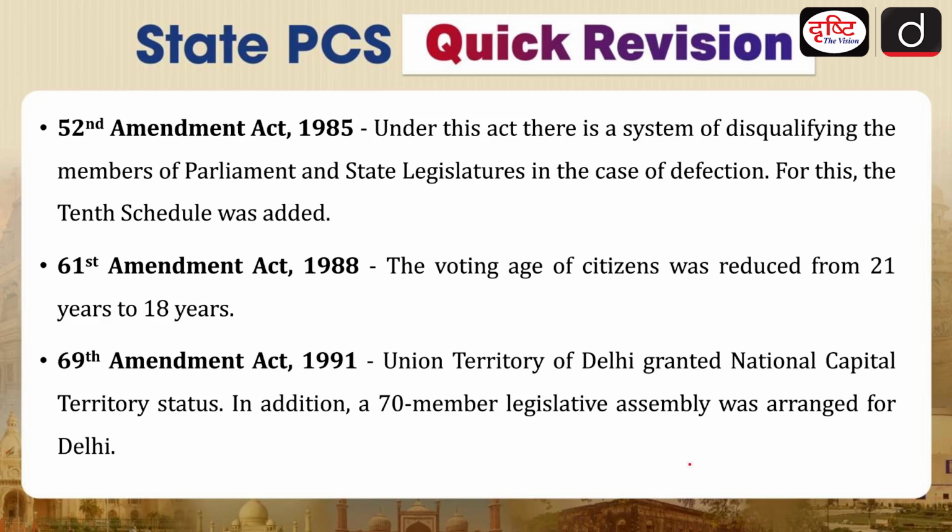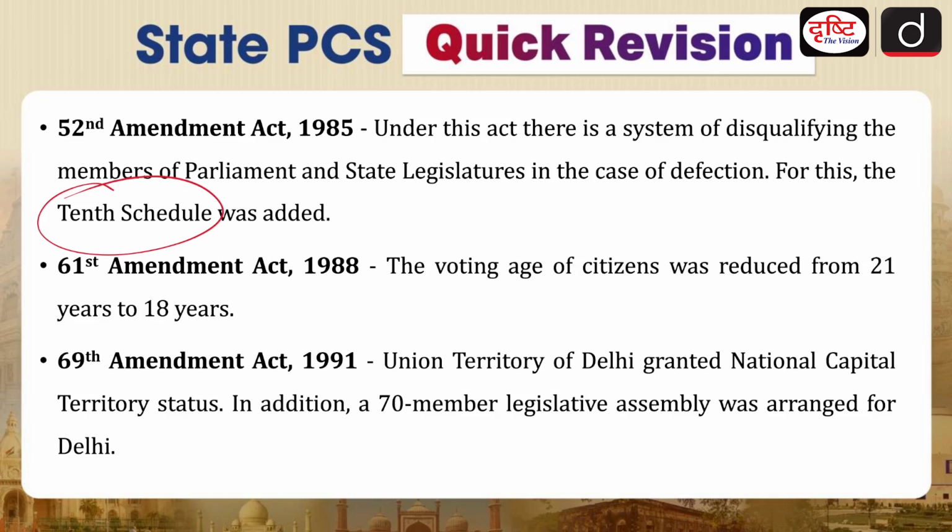Moving further, the 52nd Amendment Act 1985. Under this act, there is a system of disqualifying members of parliament and the state legislature. You must have heard about the anti-defection law. That was the result of the 52nd Amendment Act, wherein the 10th Schedule was also added to the constitution, which talks about the disqualification of members.